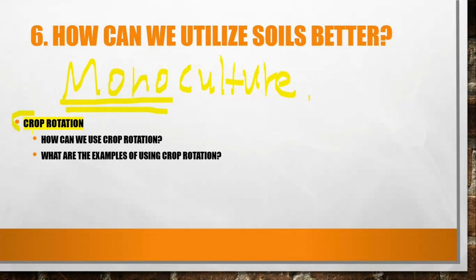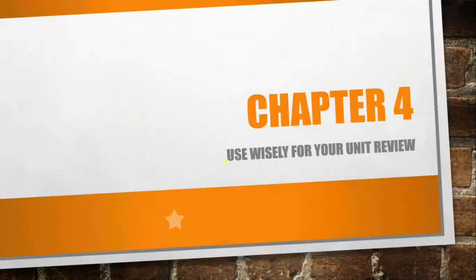But we learn about crop rotation. That means some year you do barley, some year you do canola, some year you do alfalfa. Those kind of different type of rotation depends on season or depends on the year. And the question that I will ask you is how can we use crop rotation? What are the examples of using the crop rotation? And this part I want you to go to the PowerPoint specifically since I gave you quite a lot of example. And we're going to go to chapter 4.